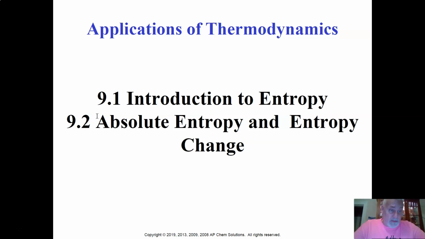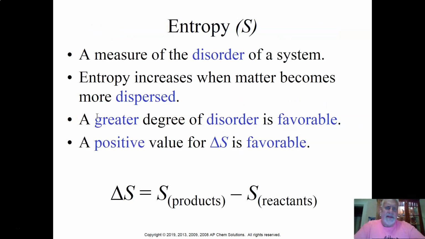And as a review, we talked about enthalpy, with the TH in there, as loosely meaning heat, and delta H, and those types of things. So those will kind of come back to you as we talk about this. So what in the world is entropy? Well, it's a measure of the disorder and randomness of a system. Matter becomes spread out.